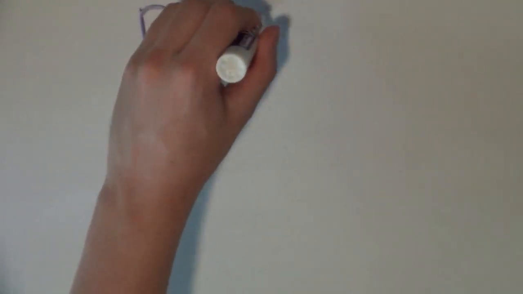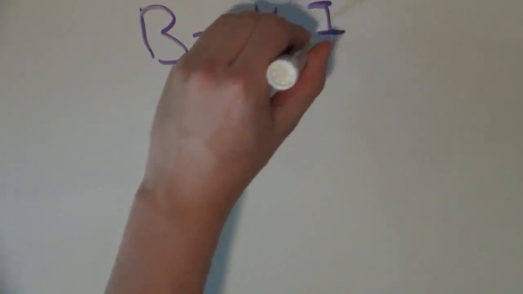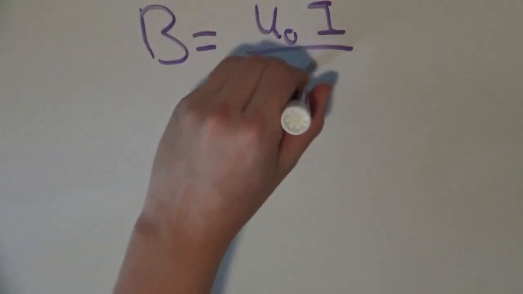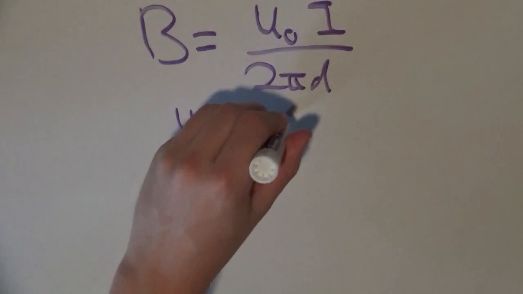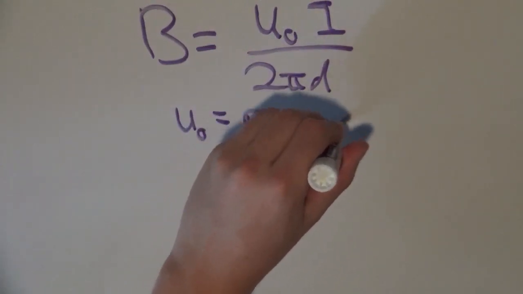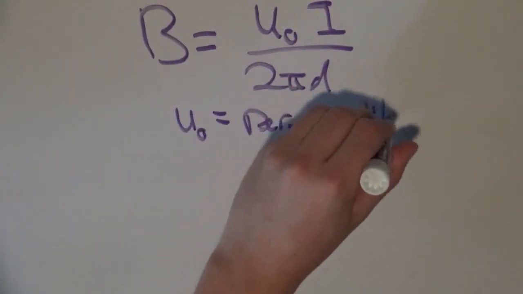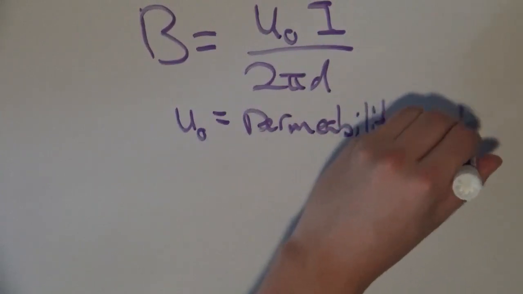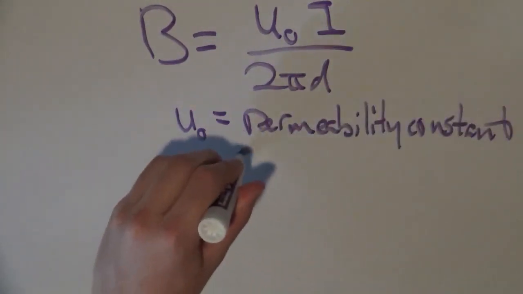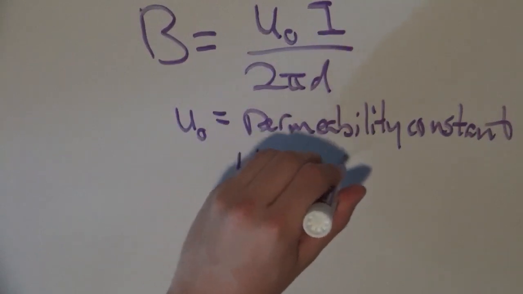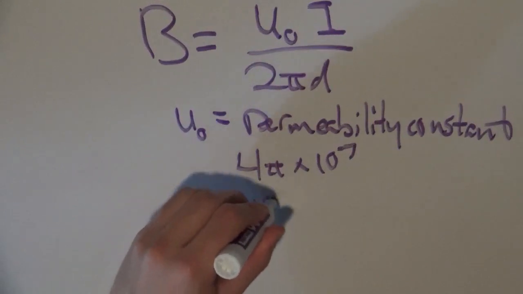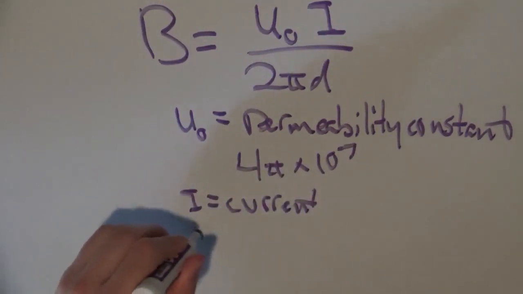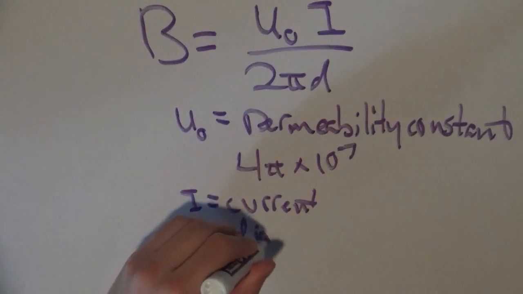So the formula for the strength of a magnetic field is B equals mu I over 2 pi d. Mu is the permeability constant, which is equal to 4 pi times 10 to the negative 7th. I is equal to current, and d is equal to diameter.